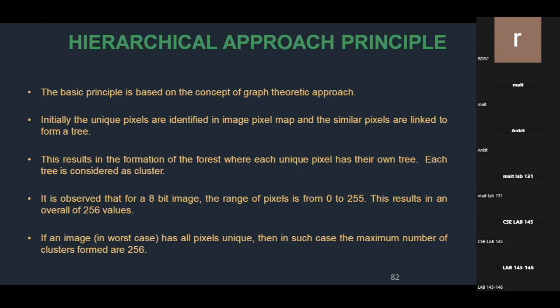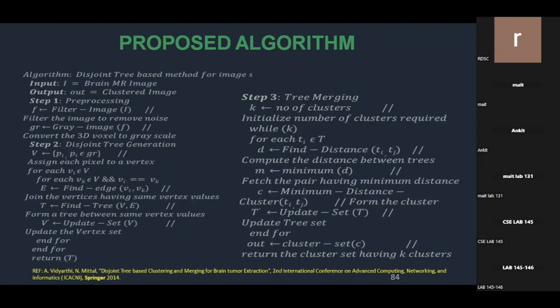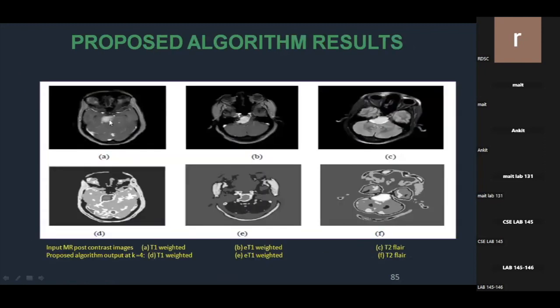At one point we can come up with a solution where all these trees do not merge up to one level, but only up to the point where all the trees have equidistant parts, and on that we can get results like in this form, the proposed algorithm results. We have three different types of imaging, MRI images for the brain tumor. This is the result we got at k equal to 4, meaning 4 clusters.